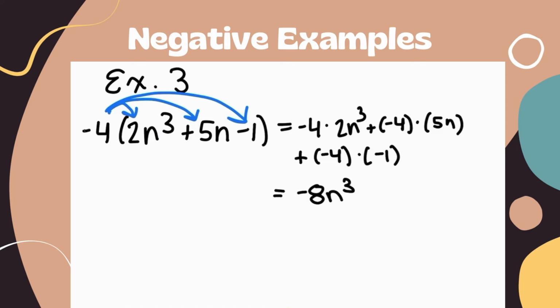So -4 times 2n cubed is -8n cubed. -4 times 5n is -20n. And -4 times -1 is +4. And that's how we get our final answer.